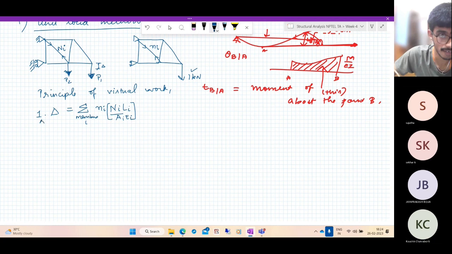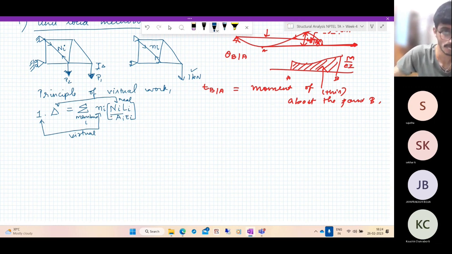So the work done by the external, these are virtual, and these are real. So this is what we did. The work done by the external virtual force on the real displacement at the load point is equal to the total work done by all the internal virtual forces on the internal real displacements.